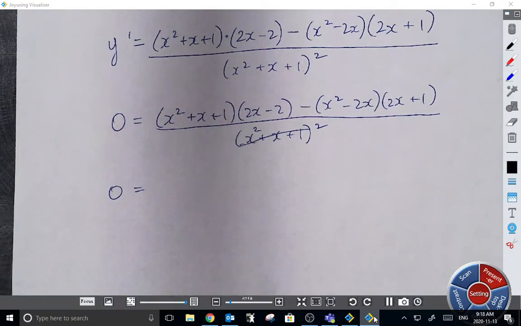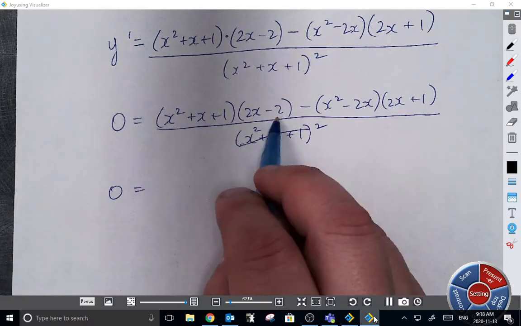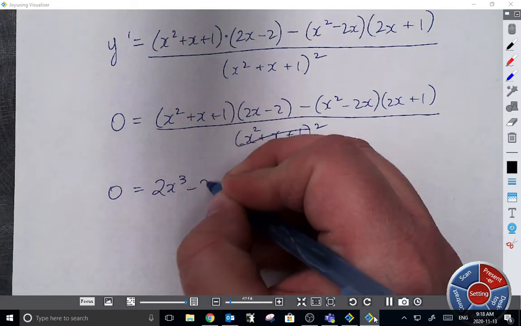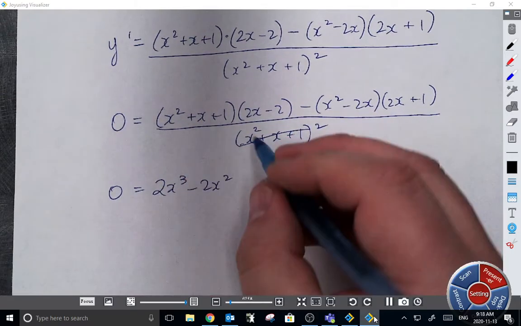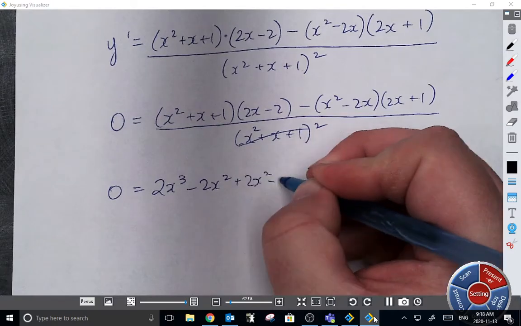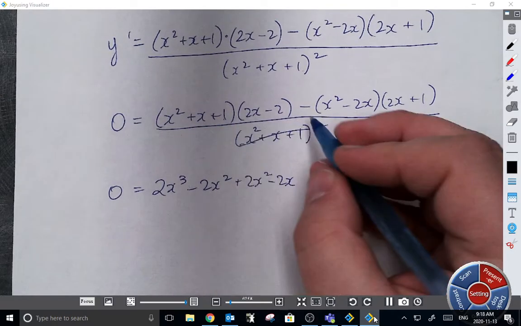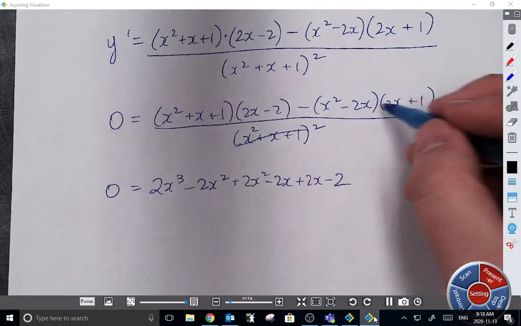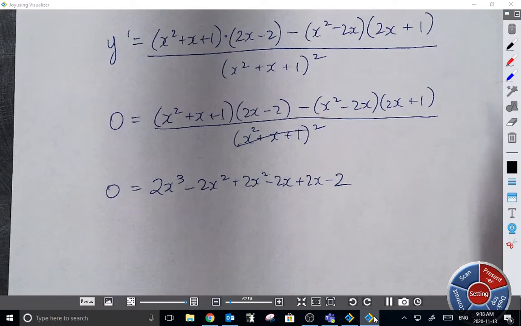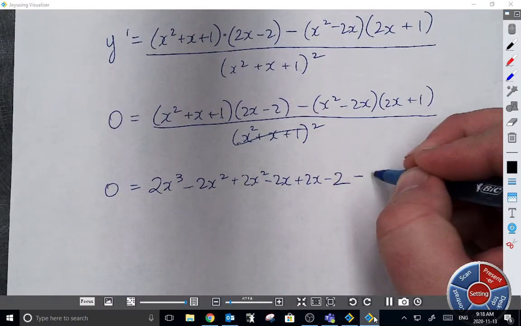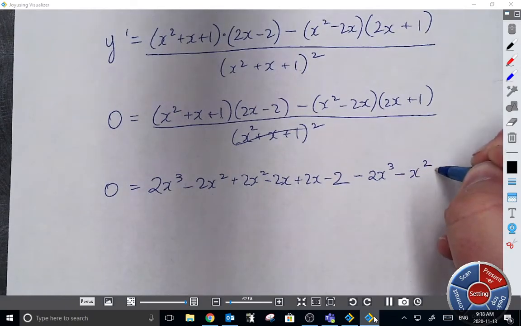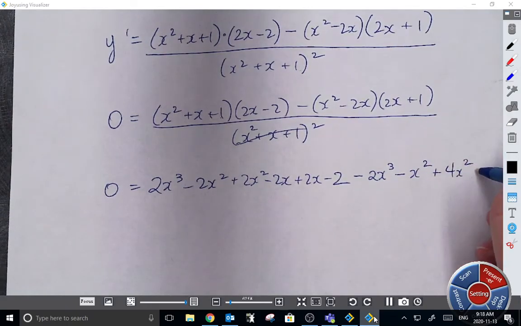I do, however, have to actually expand all of this. So first term times those two terms is 2x cubed minus 2x squared. Second term times these two terms is plus 2x squared minus 2x. 1 times those two things is plus 2x minus 2. Then I'm going to FOIL those two things and distribute a negative. I'll try to do that all at once. That's minus 2x cubed minus x squared plus 4x squared and plus 2x.